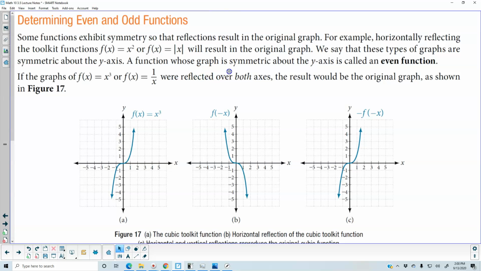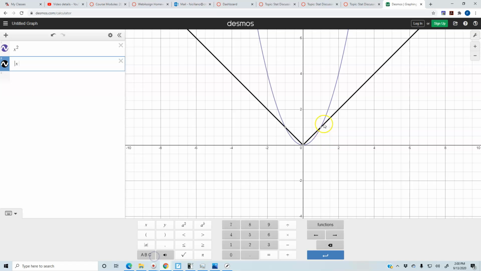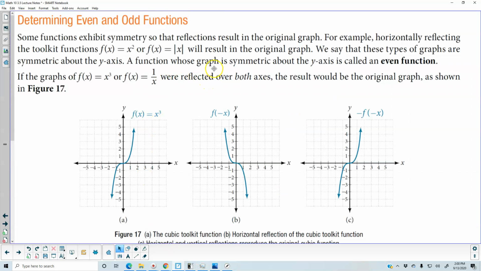Now, a function whose graph is symmetric about the y-axis is called an even function. So if you take a look at the graphs that we just graphed, they're symmetric according to the y-axis, so therefore it's an even function. Now, if the graphs of f of x equals x cubed or f of x equals 1 over x were reflected over both axes, then the result would be the original graph, as shown in figure 17.